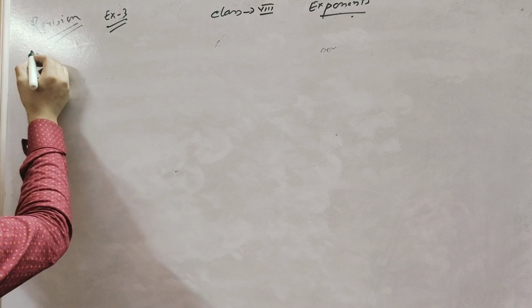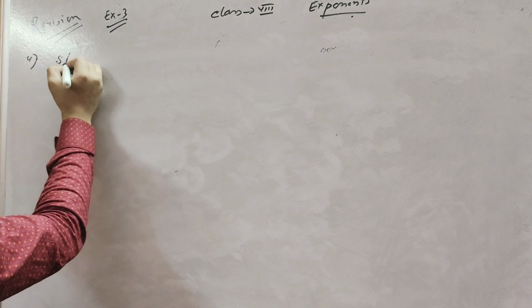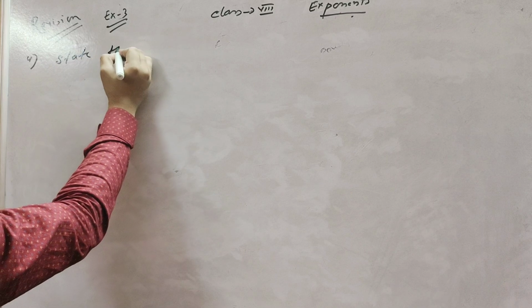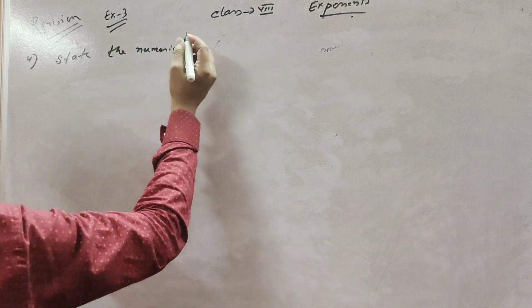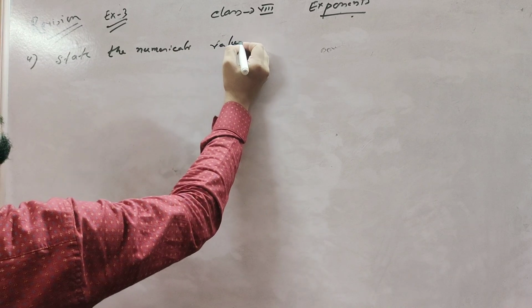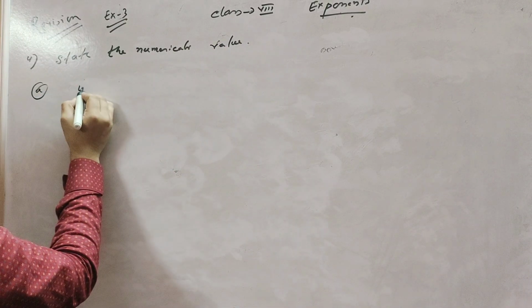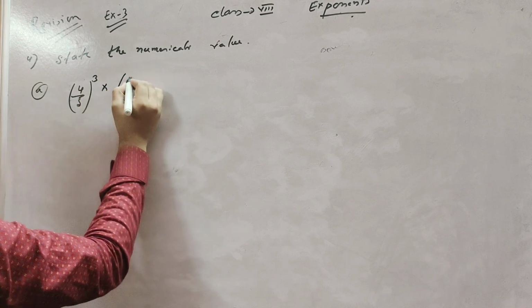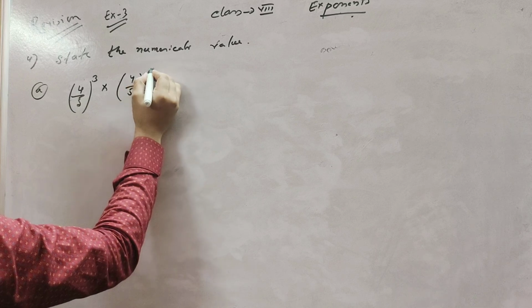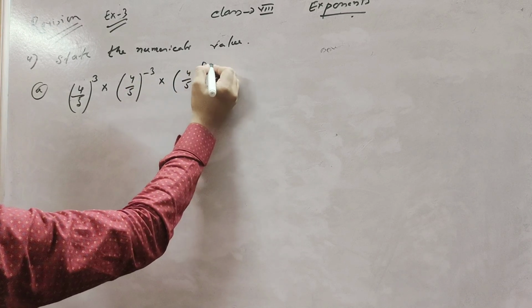Okay, question number 4, state the numerical value. The question is given for a portion, that is 4 to the power 3 into 4 to the power -3 into 4 to the power 0.